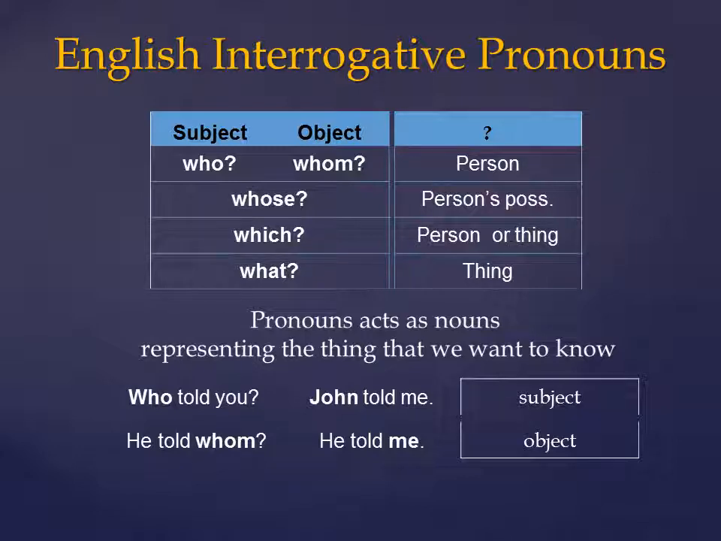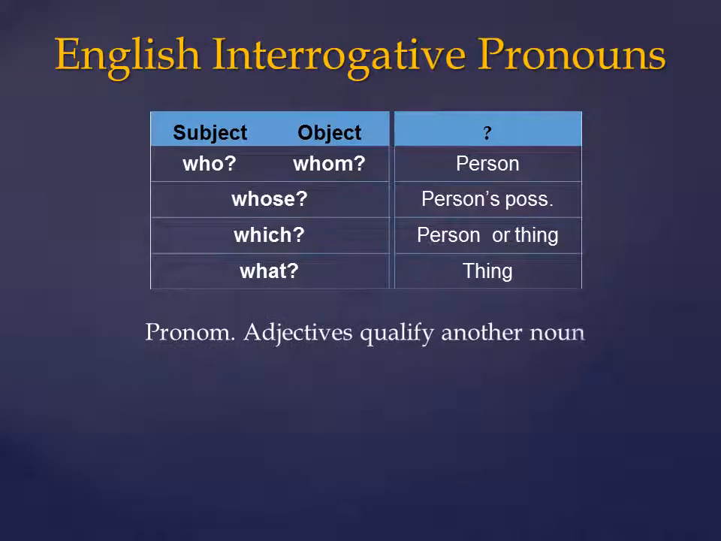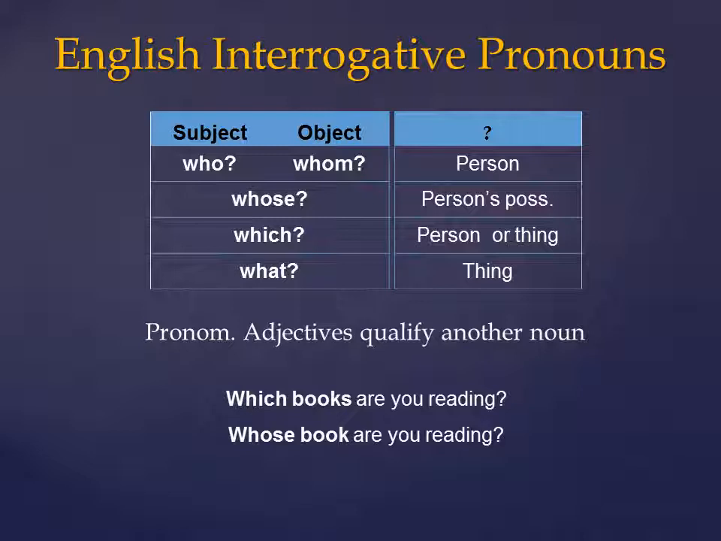But like the other pronouns we've been looking at, interrogative pronouns can actually be used as pronominal adjectives. If you remember, a pronominal adjective qualifies a noun. That is, instead of standing alone as a noun themselves, they join with and qualify another noun, such as which books are you reading, or whose book are you reading. So you can see when acting in this way, they form a unit with the noun that they qualify, and together they represent the thing being asked about.